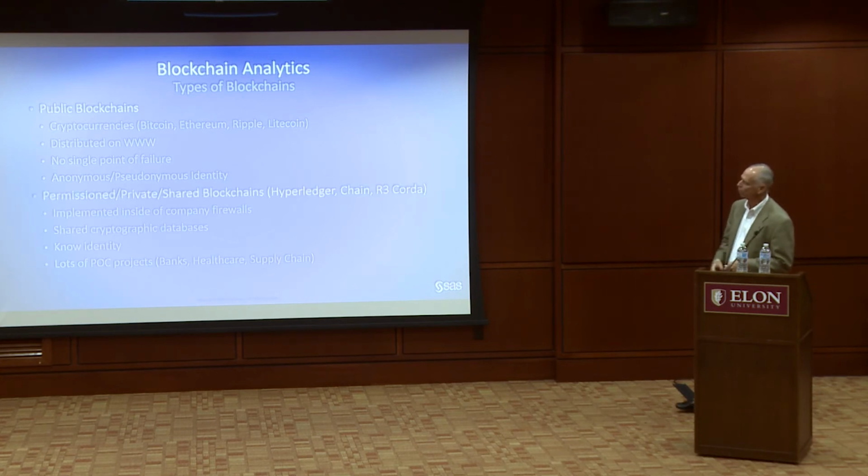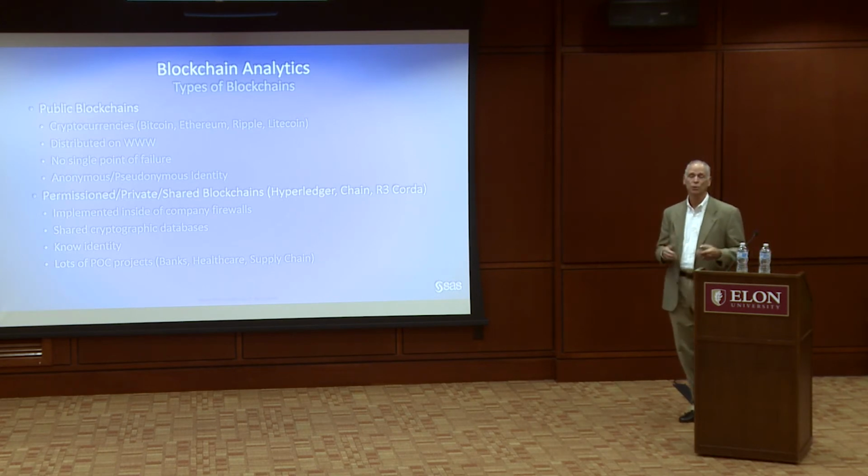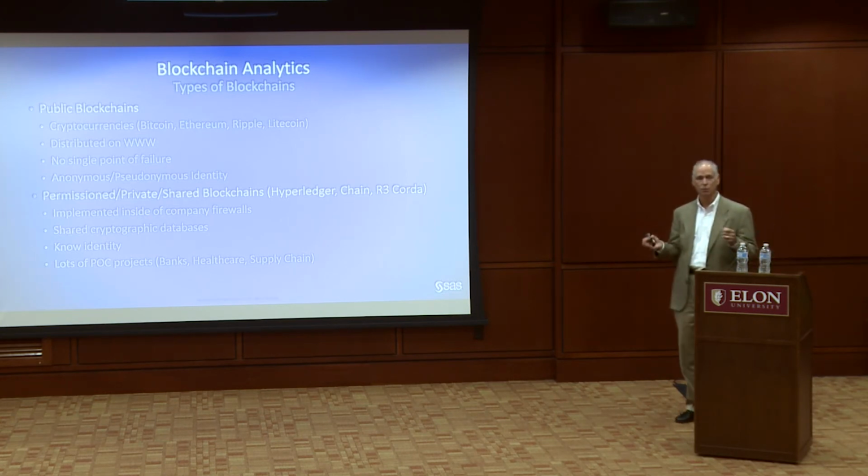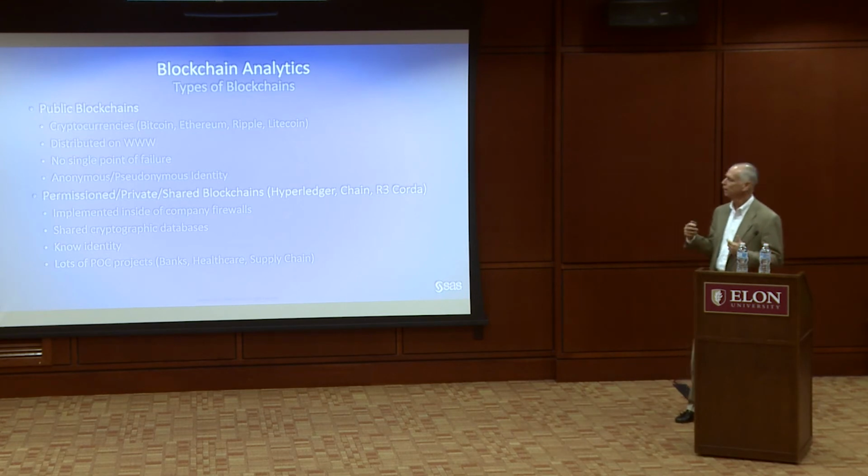The other side of it is what we call the permissioned or private or shared blockchains. This is your Hyperledger. These are the ones that are open source and more your enterprise level. And the big differences are they use a database. Some of them store binary, but for the most part, they all use databases. And they have known identity, so they keep track of who you are and all that type of information.